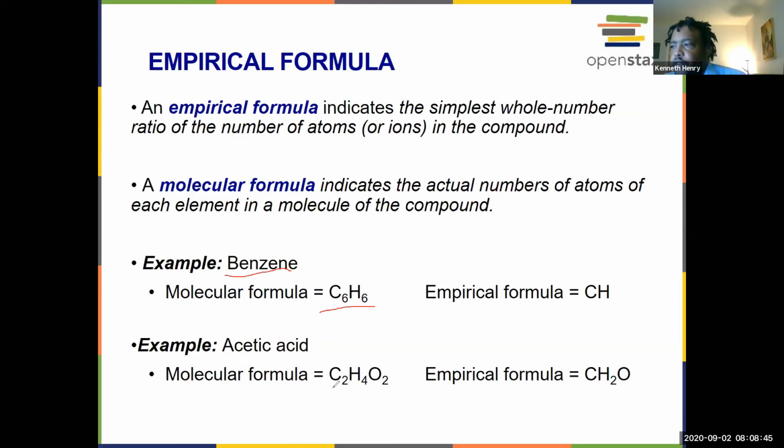So the molecular formula for acetic acid is C2H4O2. The empirical formula of acetic acid is CH2O.